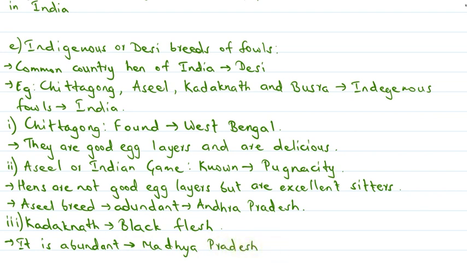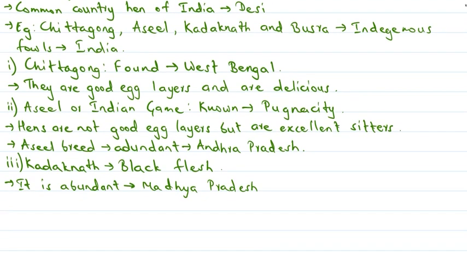And they are bred by tribals and the eggs are light brown in color. The adult plumage varies from silver and golden spangled to bluish black, and the comb, wattles and tongue are purple in color. Alright, so these are the highlights of the Kadaknath variety.